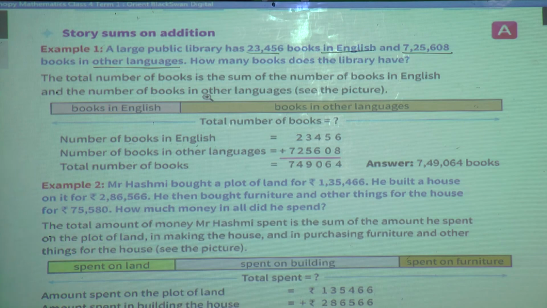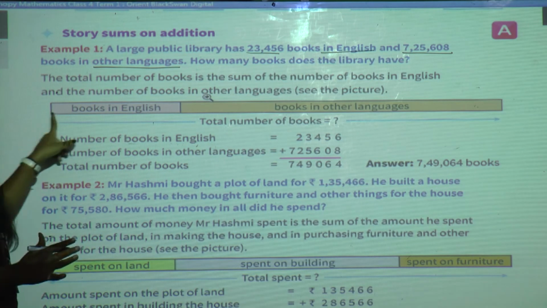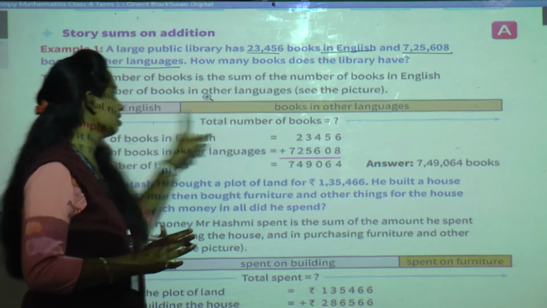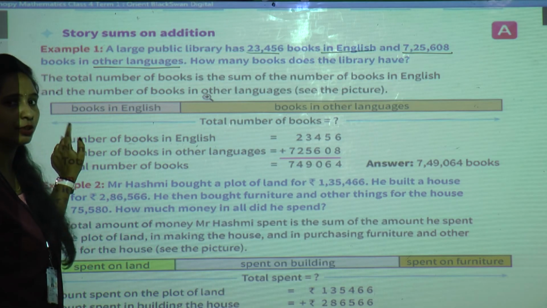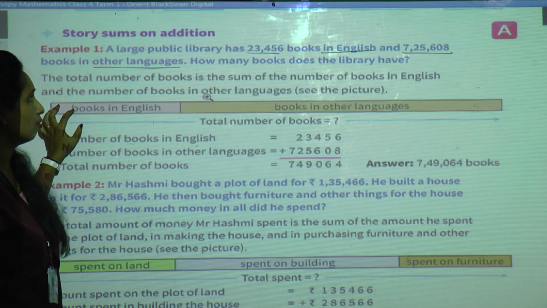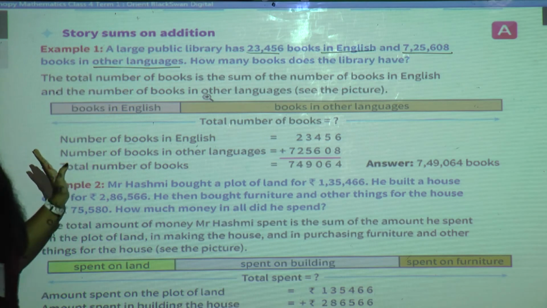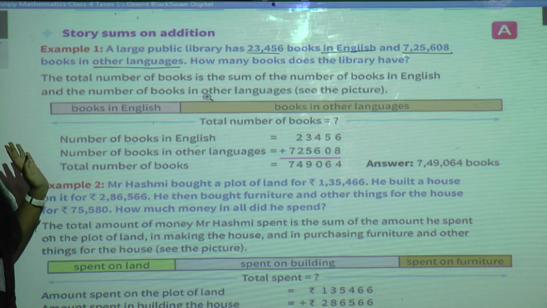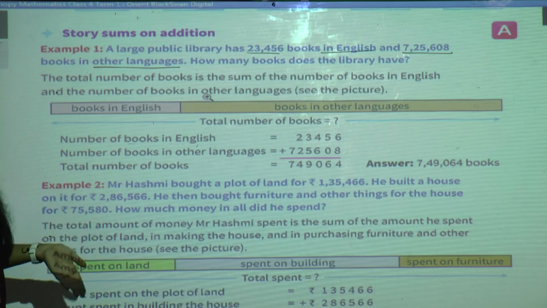So the total number of books is the sum of the number of books in English and the number of books in other language. Now see this picture. First, you have to draw one box in this way. In that, whatever given information is there, we have to put in the picture. So already they said story sums on addition, so we have to do the addition, but by seeing the question also you should understand whether it is addition or subtraction.